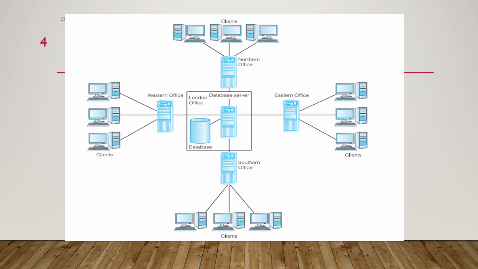Here consider that the database server will act as a centralized one, and n number of computers at different locations will be used. So here northern office, eastern office, southern office, western office. So n number of computers will access the database server, so you can easily access that particular database. This will be the London office. So that's why hardware is a main component of DBMS.